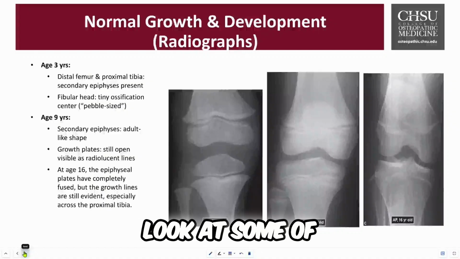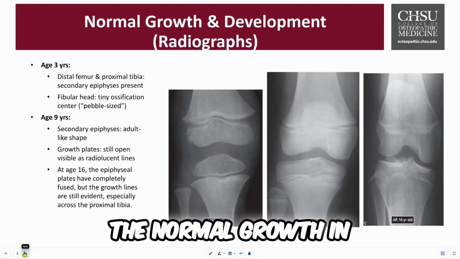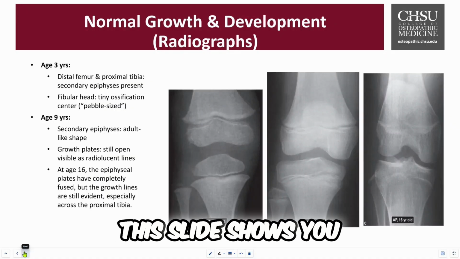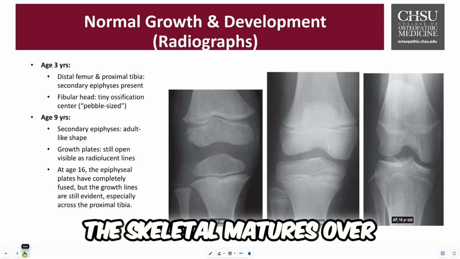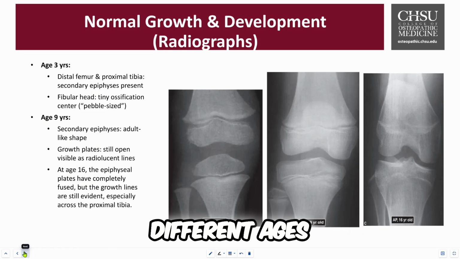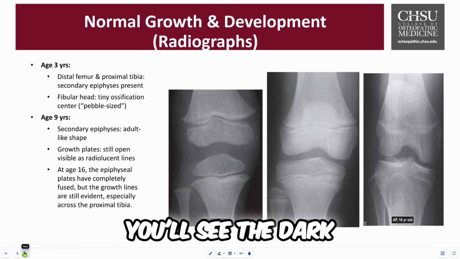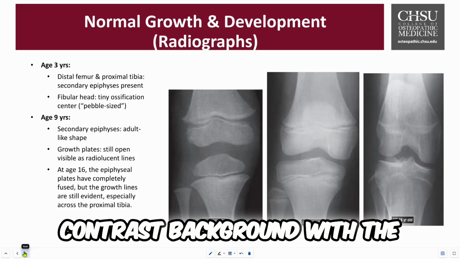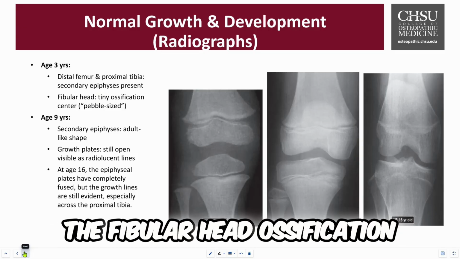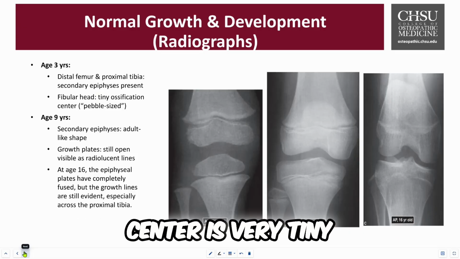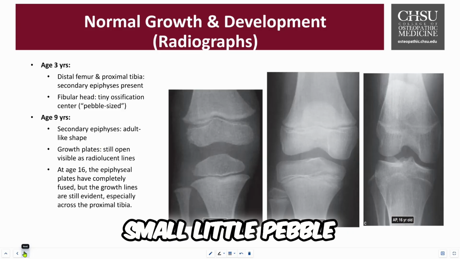Now let's start to look at some of the key radiographs. In normal growth in the radiographs, this slide shows you the assessment of how the skeleton matures over different ages. On the first one here, you'll see the dark contrast background with the bright colored bone. Age 3, the fibular head ossification center is very tiny. It's almost like a small little pebble.